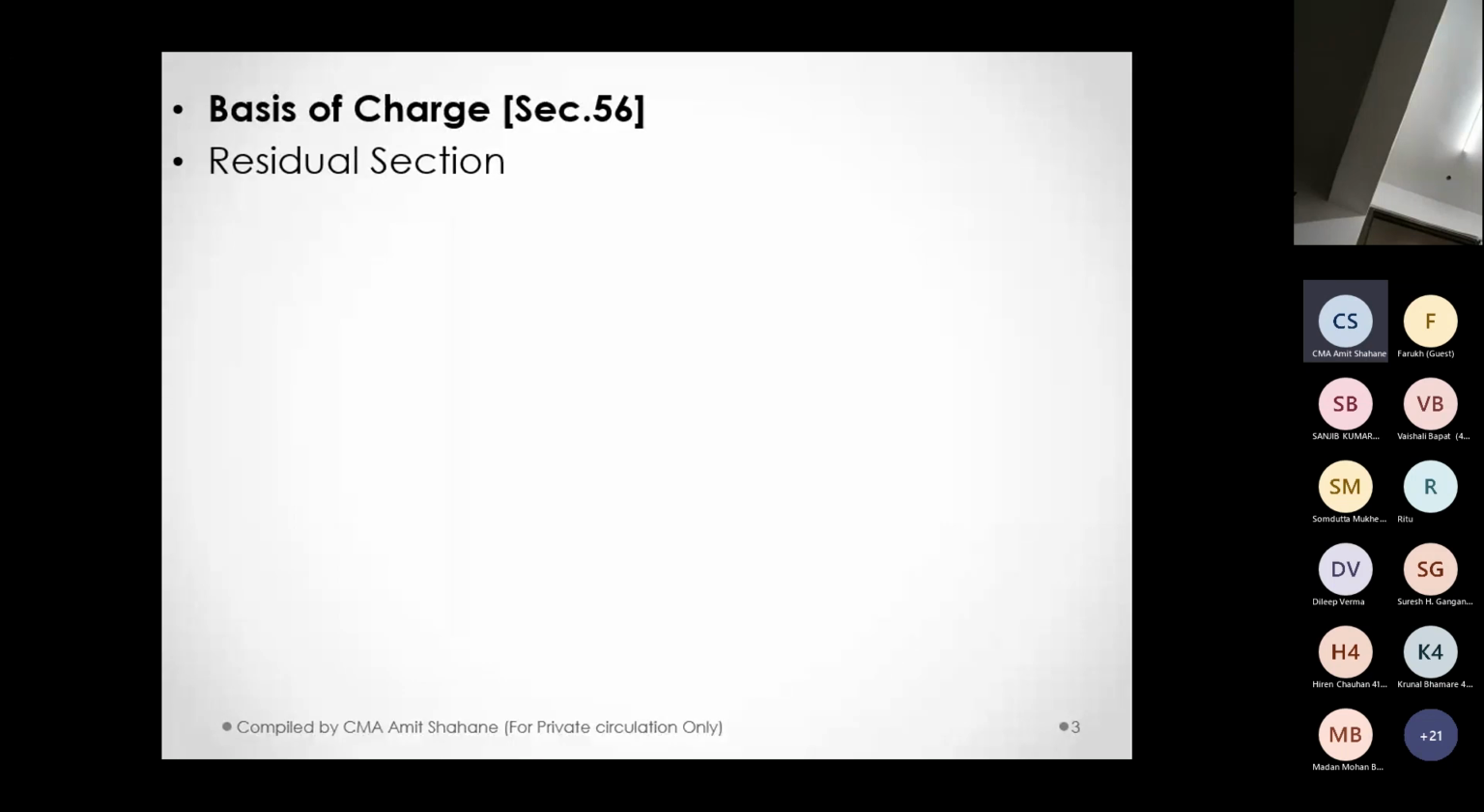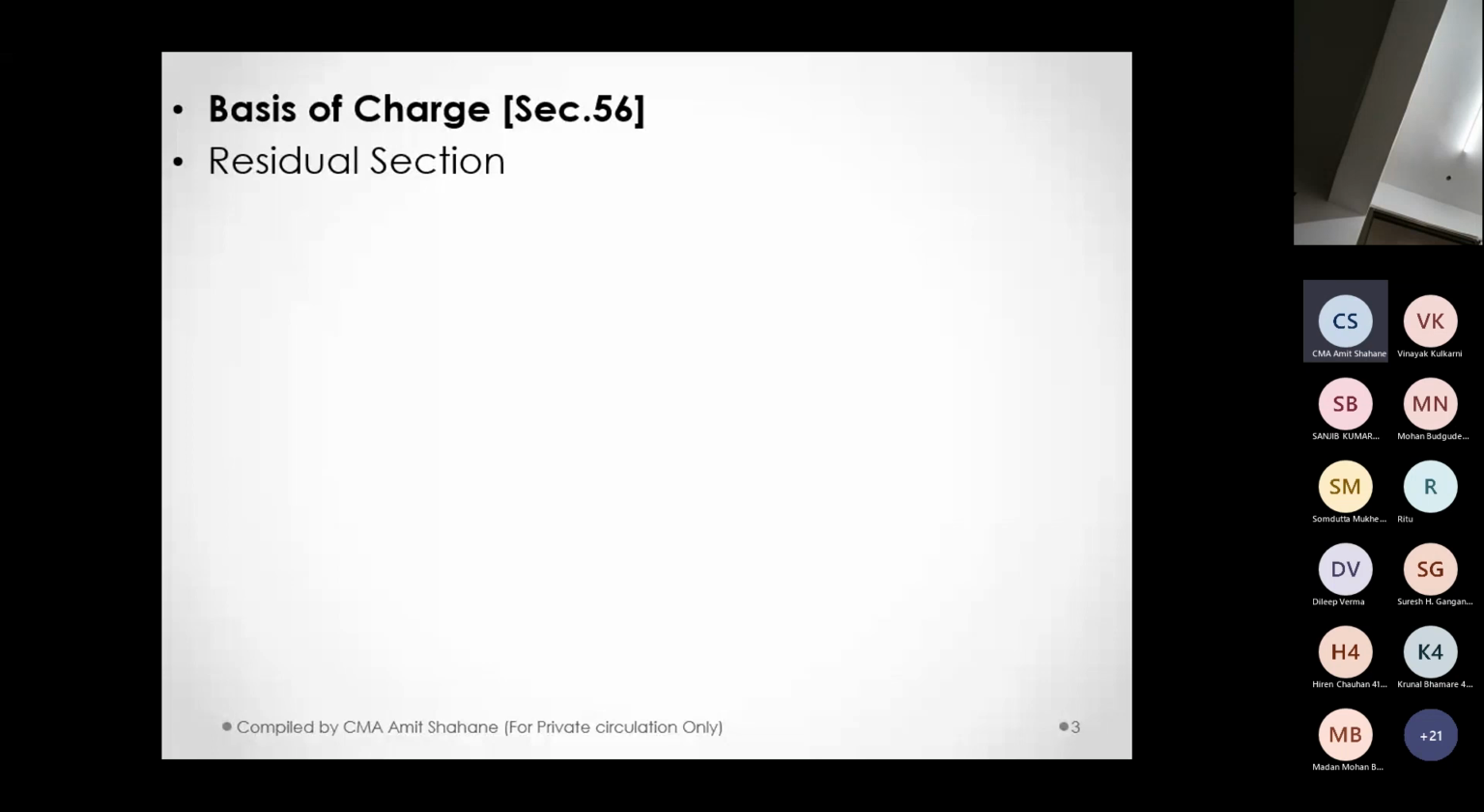As I mentioned, this is a residual section, or you can say a residual head of income. So what does that precisely mean? Basically it means that if any income is not chargeable under the first 4 heads of income, it will be chargeable under the head income from other sources. So section 56 is the basis of charge.